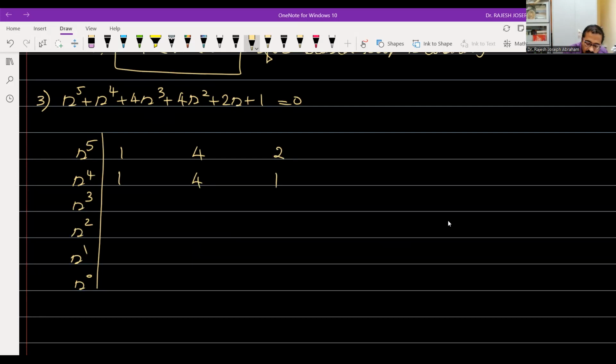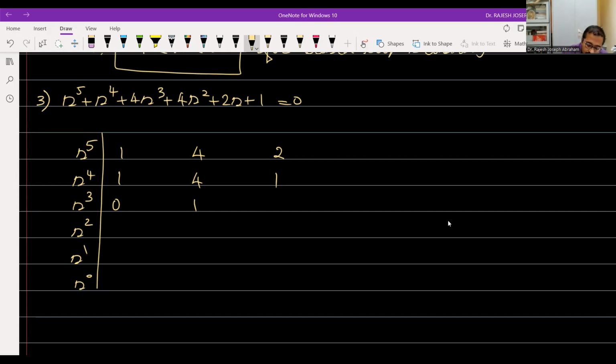What will be this entry? 1 into 4, 4 minus 1 into 4, 4. 4 minus 4, 0 divided by 1, 0. But the next thing, 1 into 2, 2 minus 1 divided by 1. That means 1. So here we have come across the case where the first element in a row is 0. So how to solve this? There are two methods. I will tell one by one what the methods are.